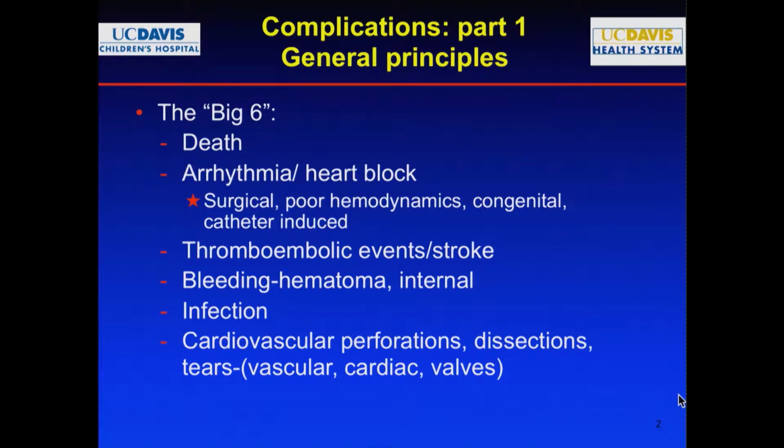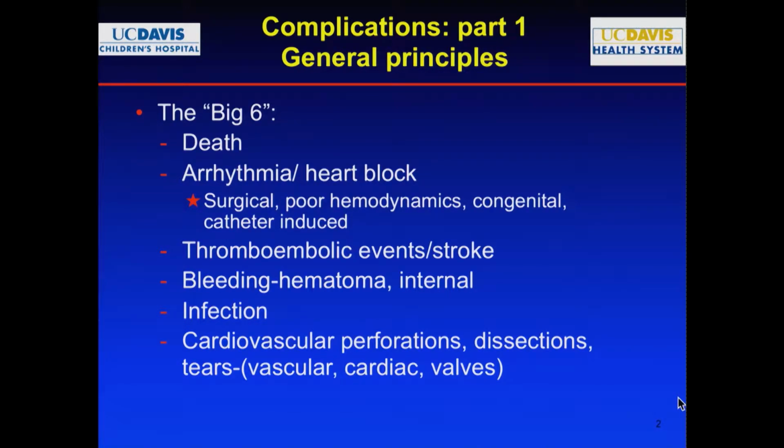Arrhythmias and heart blocks is another one of the big 6. That can be surgical, due to poor hemodynamics, or a congenital type of arrhythmia that is catheter-induced. The third is thromboembolic events, developing blood clots in the heart, especially the risk of stroke. Obviously, we prevent that by using heparin, but it's never a 0% risk. Another complication is bleeding, which could be from the groin getting a hematoma, or it could be internal, anywhere along the course of the catheter to the heart.